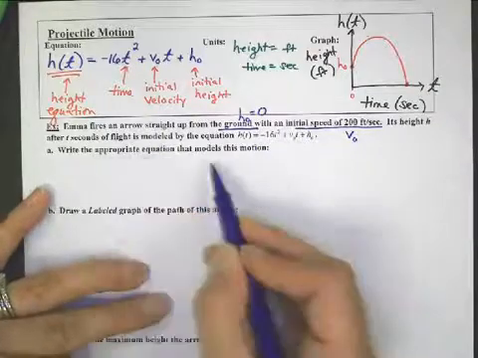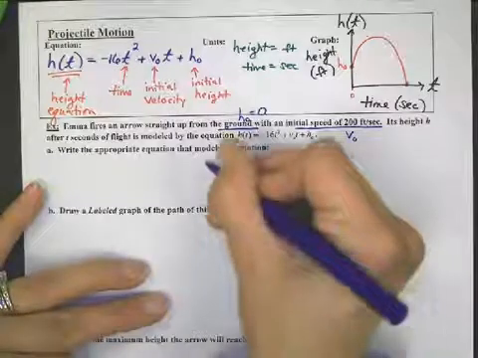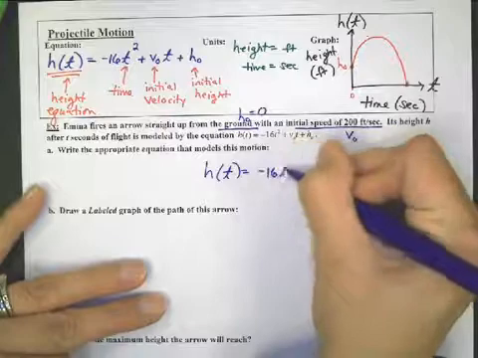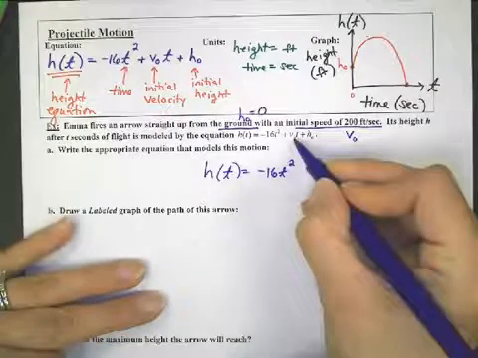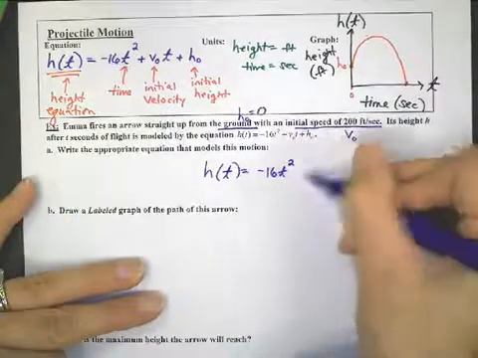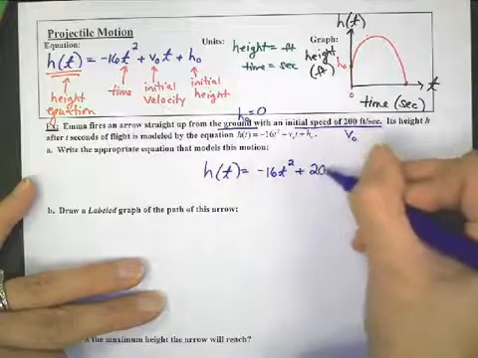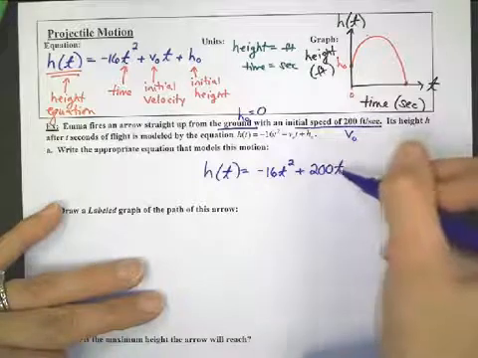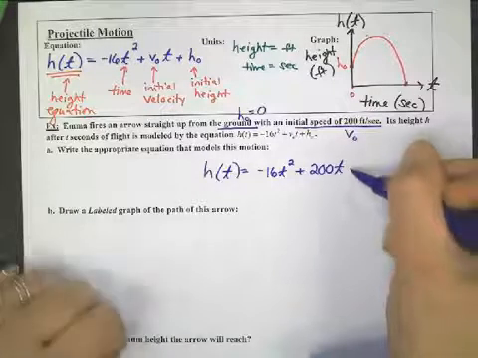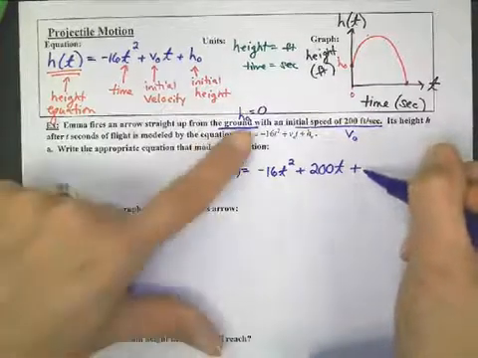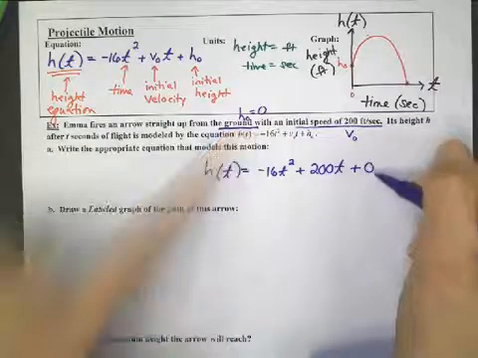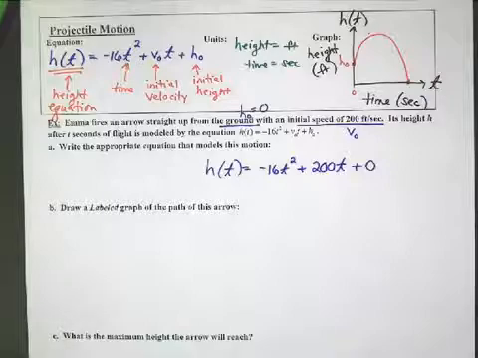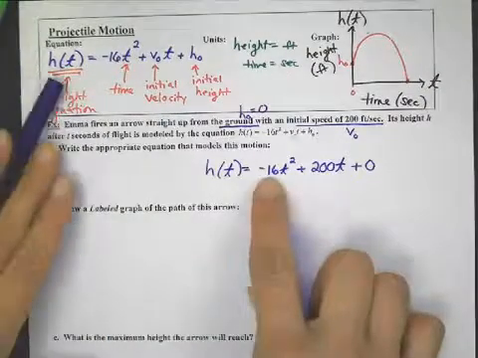Okay, let's write the appropriate equation for this arrow. So h of t, it's always negative 16t squared, plus her v naught is 200, so plus 200t. T squared, t, then the constant. And the constant, the time is 0. Now you don't have to write that. I'm just showing people how I plugged in the h naught into the right spot. So this is a parabola opening down.